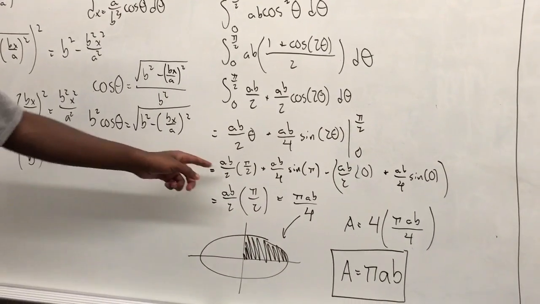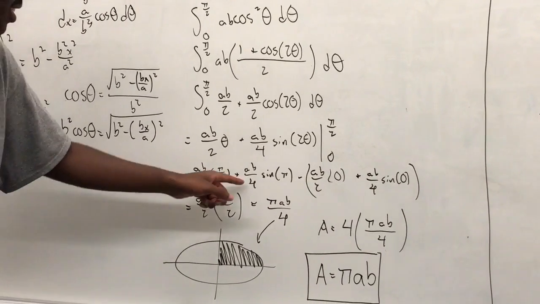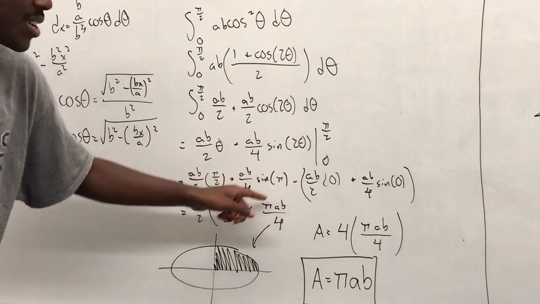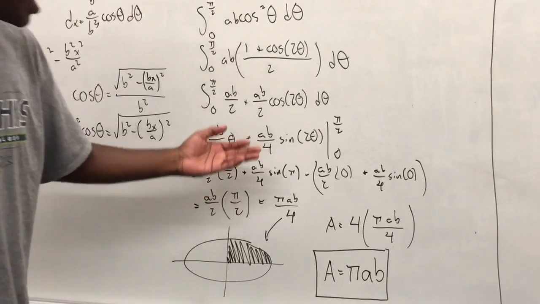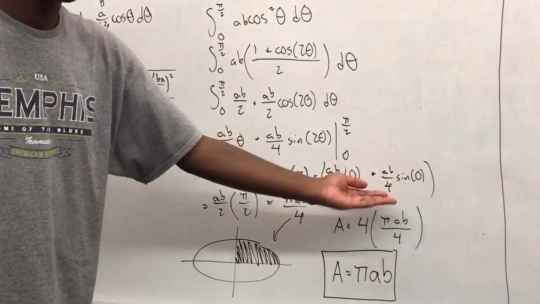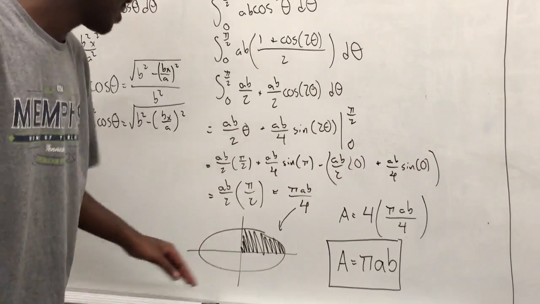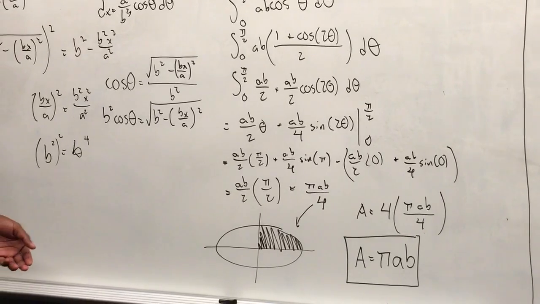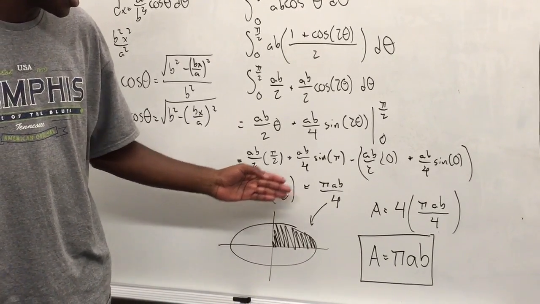Now when you distribute these out like this, ab over 4 sine 2 theta will be equal to 0, because we know sine of pi equals 0, and we know sine of 0 equals 0 as well. So this will cancel out and that'll be gone. So what we're going to be left with is ab over 2 times pi over 2, which is equal to pi ab over 4.